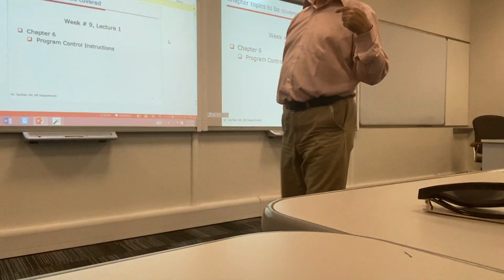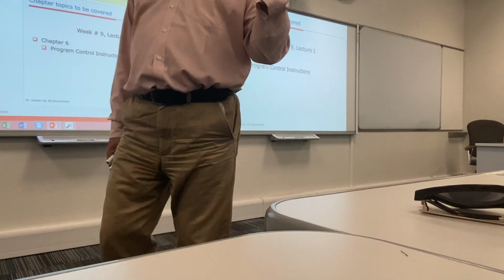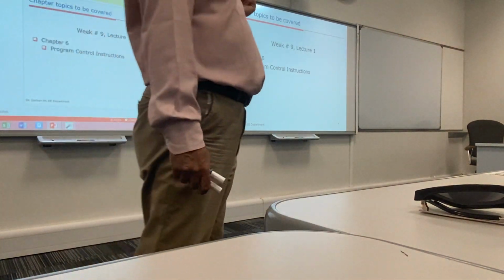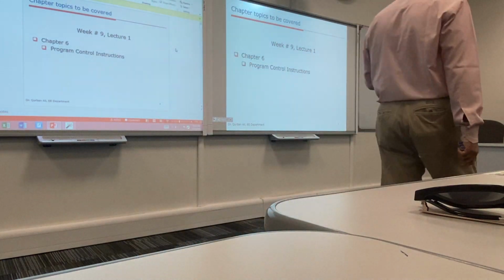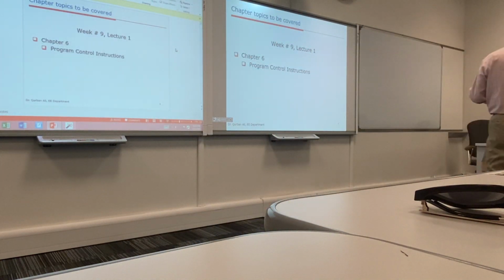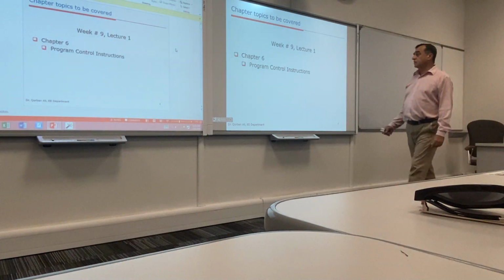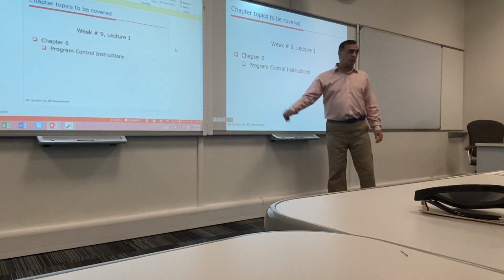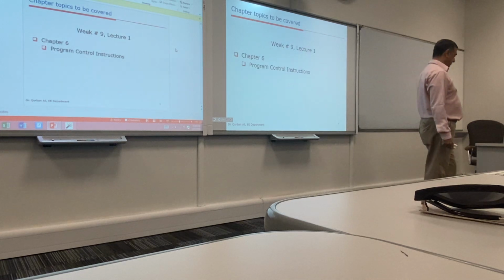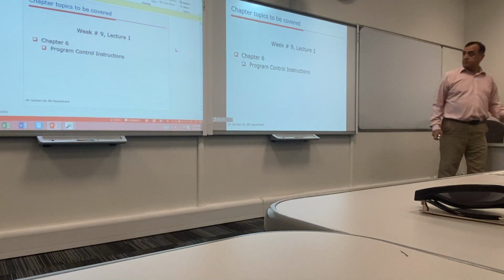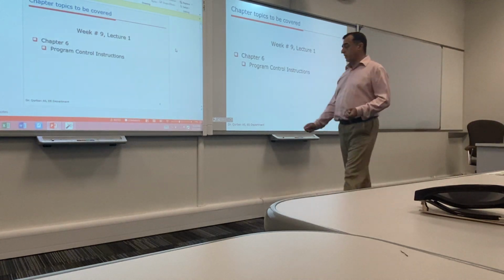Chapter 5, the second category, arithmetic and logic instructions. Today we are starting chapter 6 and it is on control and program control instructions. Okay?